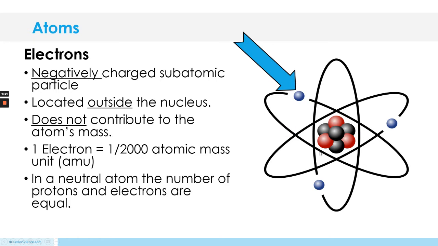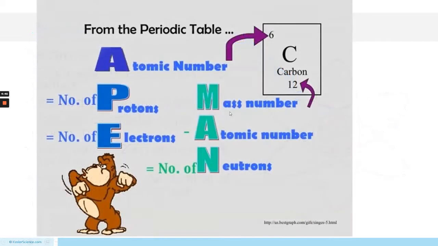1/2000th of an AMU. And in a neutral atom, which is what we've been talking about, the number of protons equals the number of electrons, and that's 8-man. A equals P equals E. Atomic number equals the number of protons equals the number of electrons, which is my next slide. So from the periodic table, the atomic number equals the number of protons and the number of electrons. That's how you find the number of protons and electrons.